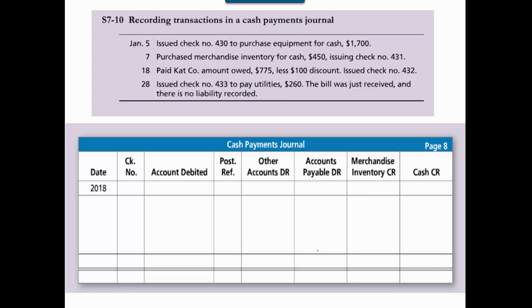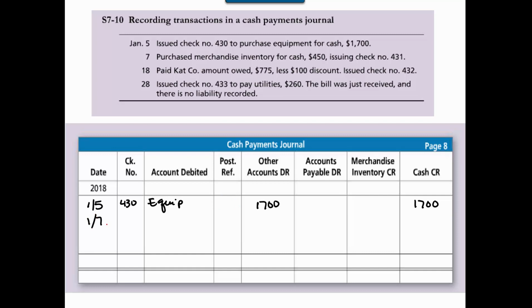On January 5th, I wrote a check. So on January 5th, check number 430 to purchase equipment for cash. So the debit would be to the account equipment. So I'll put that here. That's the account I'm debiting, and I'm crediting cash. So $1,700 debit, $1,700 credit to cash. And then once I post it, I'll put the account number in there.